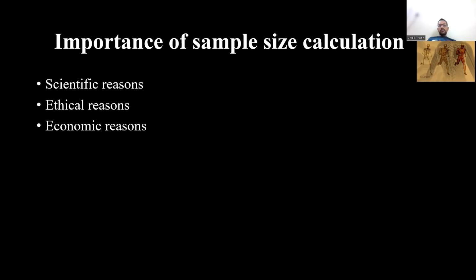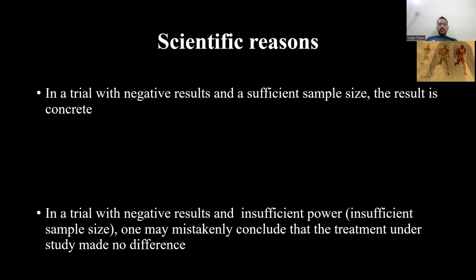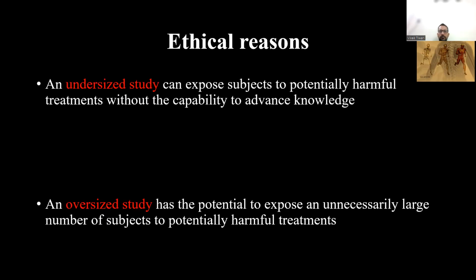Now, what is the importance of sample size calculation? There are scientific reasons, ethical reasons, and economic reasons. The scientific reasoning is that in a trial with negative results and a sufficient sample size, the result is concrete. On the other hand, in a trial with negative result and insufficient power, that is insufficient sample size, one may mistakenly conclude that the treatment under study made no difference.